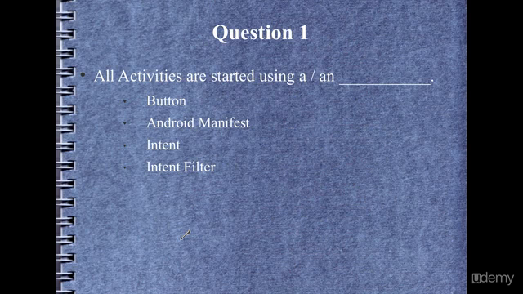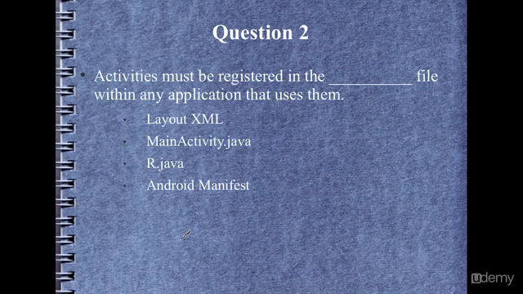So let's have a short quiz. First of all, activities are started using a or an blank. Is it a button, Android manifest, intent, or intent filter? Second question. Activities must be registered in the blank file within any application that uses them. Is it the layout XML file, the mainActivity.java file, r.java, or Android manifest?